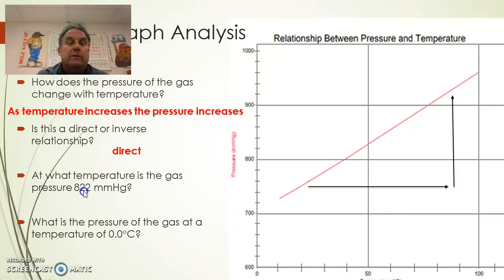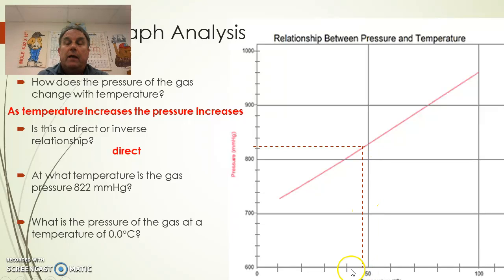The pressure is 822 millimeters. There's 800. There's 900. 5 spaces. So each space counts for 20. 800, 20. Over. Trace it over, trace it down. And we would get somewhere not quite to 50. So approximate 47 degrees.